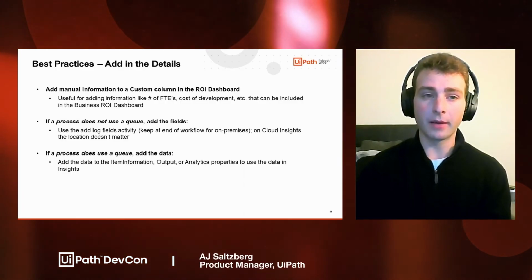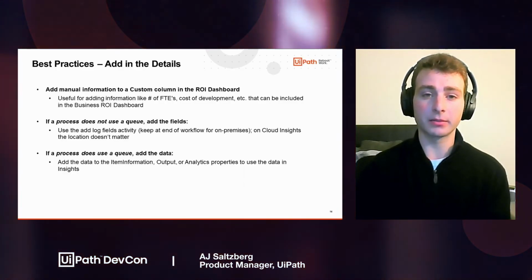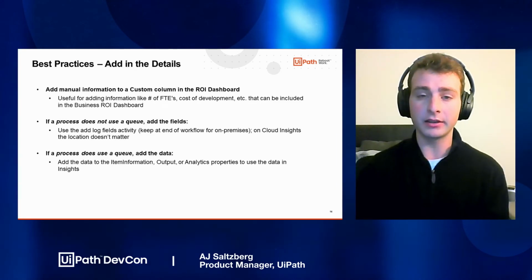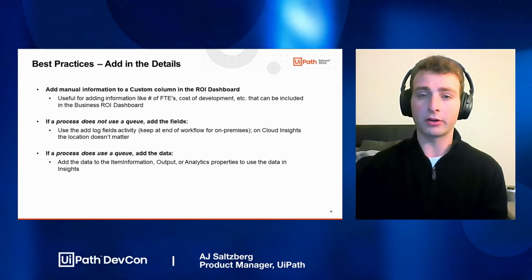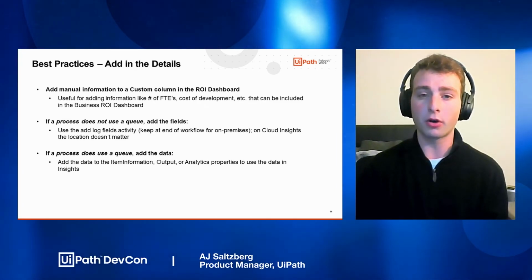Thank you, Michelle. And now to talk about our best practices, I can start with adding in manual information to the custom columns in the ROI dashboard. And this is very useful for adding in information like number of FTEs, the cost of development, or any other factor that you would want to incorporate into your business metrics. And here we can enter all of that manual information and add that to any of our predefined formulas to include any additional information that is not in our business ROI templates.